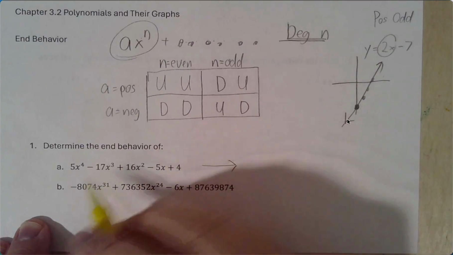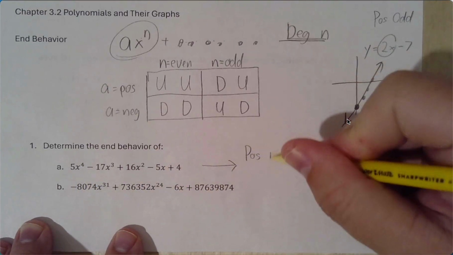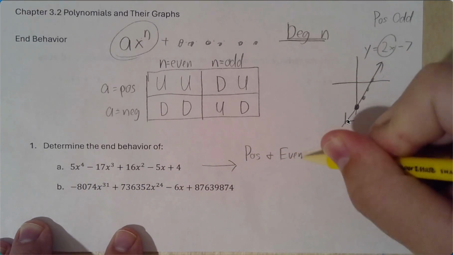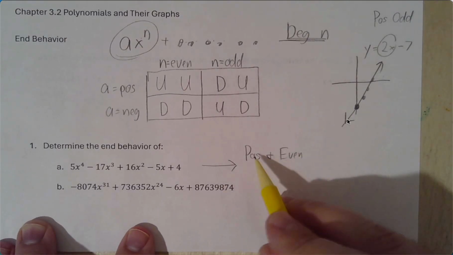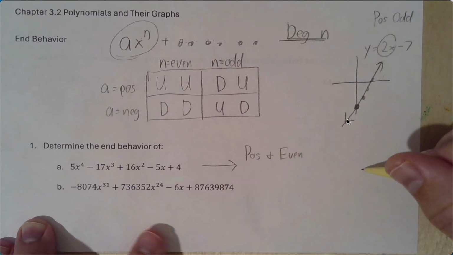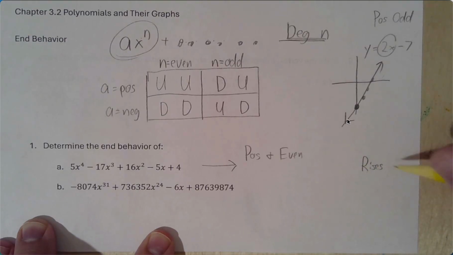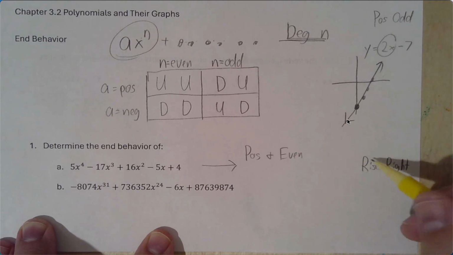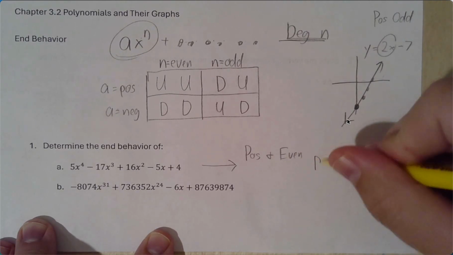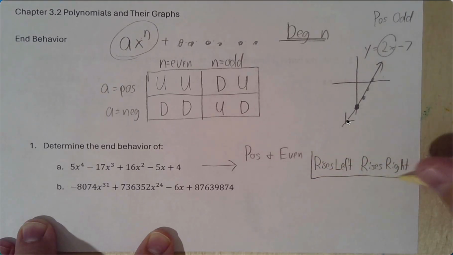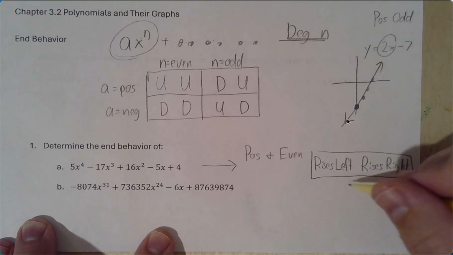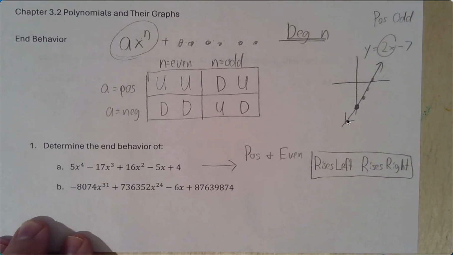Well, this graph is positive and even because 5 is a positive number and the 4, the exponent, is an even number. And so because of that, anything positive ends up, we'll follow the homework's wording, rising to the right. And if it's even, it will match, so it also rises to the left. Or in other words, as I would have written it, up to the left, up to the right.